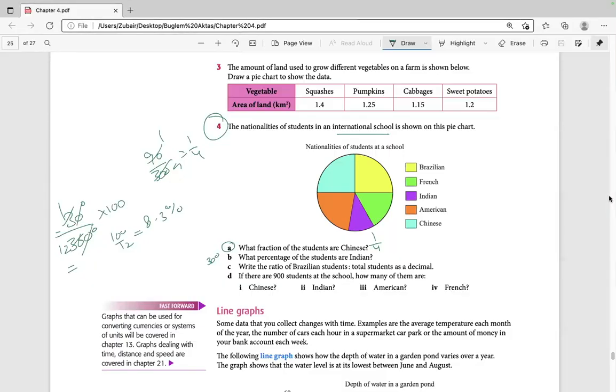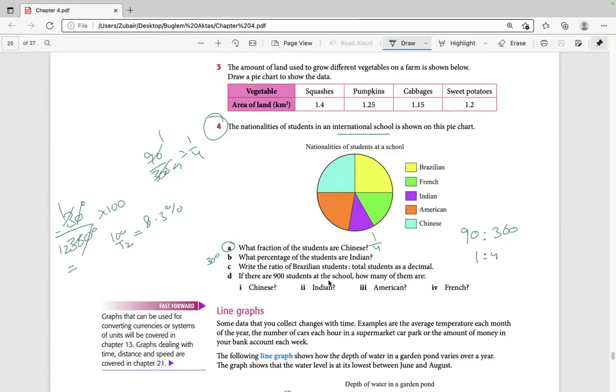Part C says, write the ratio of Brazilian students to total students as a decimal. Okay, Brazilians are in yellow. And what does that look like? That looks like 90 degrees as well. So 90 ratio, what should I write in the second half? 90 to 360. And my answer is 1 to 4.